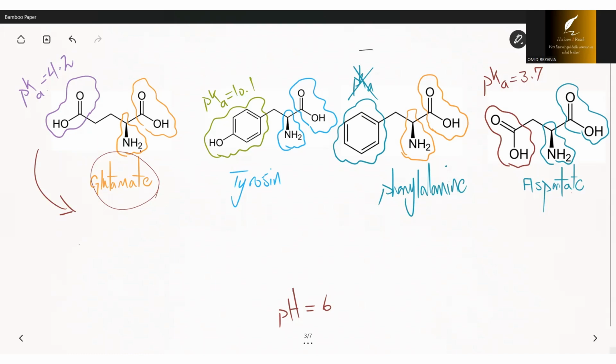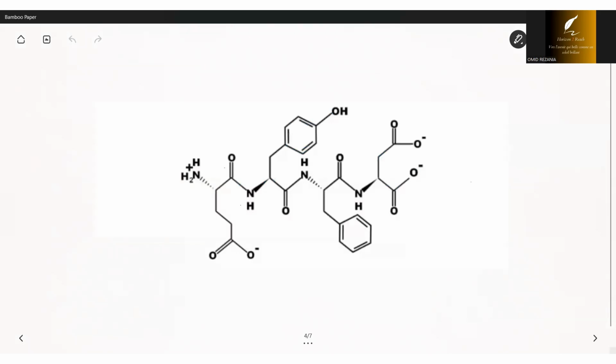You can do the same thing for all of it, but now I'm just going to go to the next slide and collect all these things together. Now, you see that I have formed a very short peptide comprised of the 4 amino acids I had over there: glutamic acid, tyrosine, phenylalanine, and aspartate. I made a covalent bond between them. Now you see that short peptide.